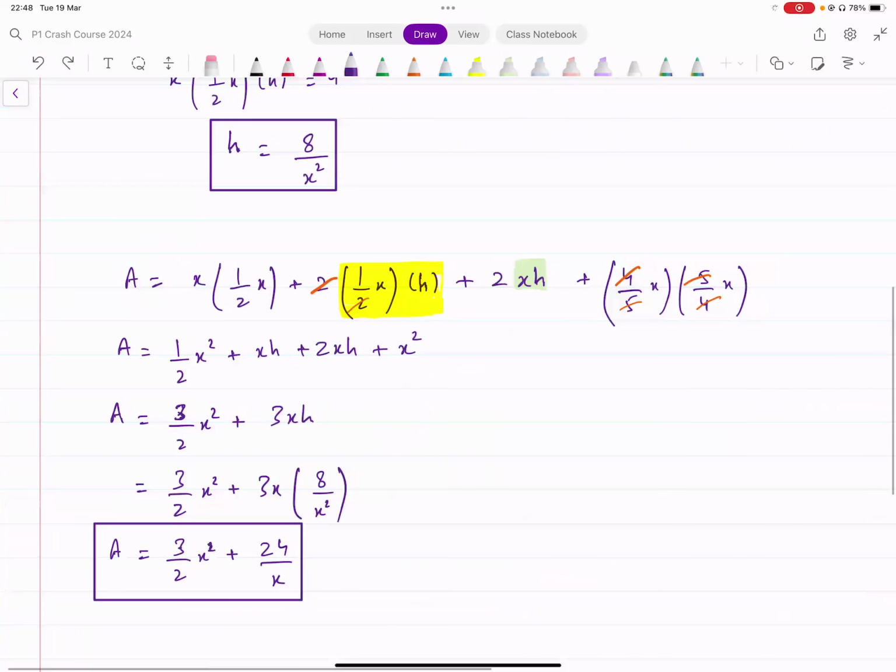So that's what we're doing. X into half x, this is the area of the bottom face. This is the area of the yellow face. Multiply that by 2 because there are 2 yellow faces. XH is the area of the green face. Multiply that by 2 because there are 2 green faces. And this is the lid.